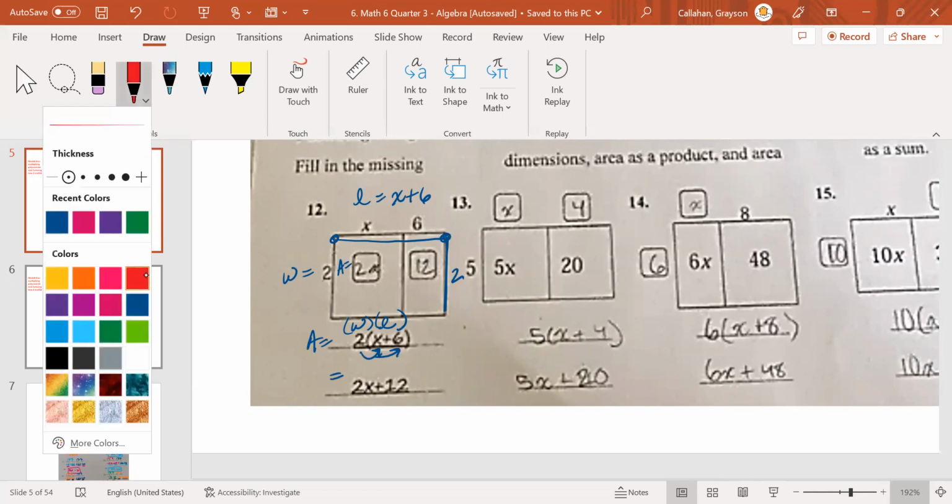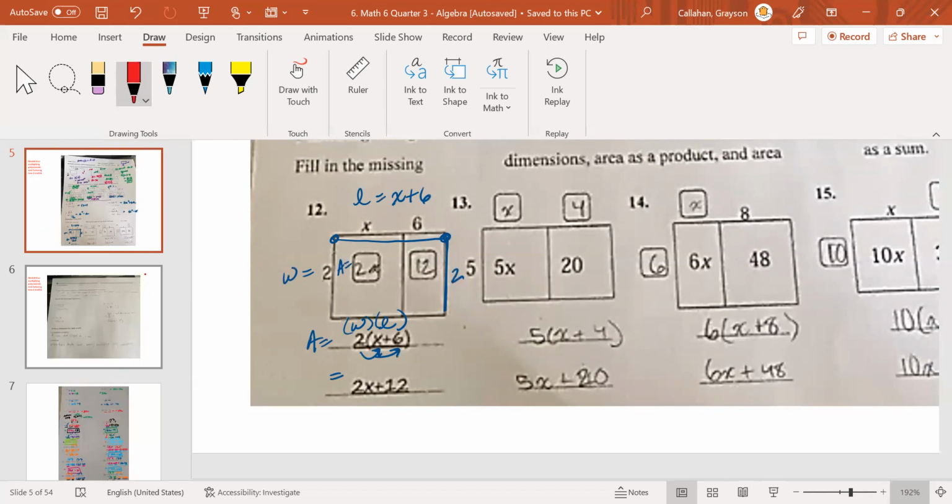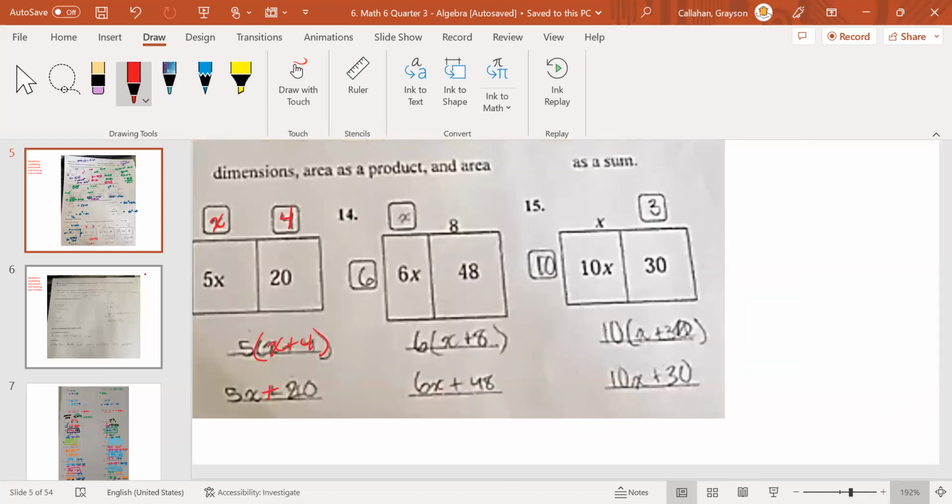So let's take a look at number 13. Okay, 5x and 20. So 5 times what gives me 5x? X is correct. 5 times 4 is 20. So here I should have 5 times x plus 4, which is what you have, which is 5x plus 20. So good job. That looks good. Number 14, 6 times x is 6x. 6 times 8 is 48. So then to find the area of this, it's going to be 6, which is the width, times the length, which is x plus 8. 6x plus 48 is correct.